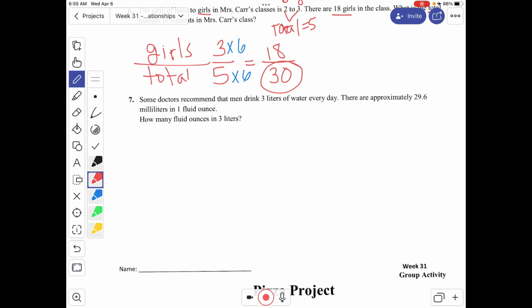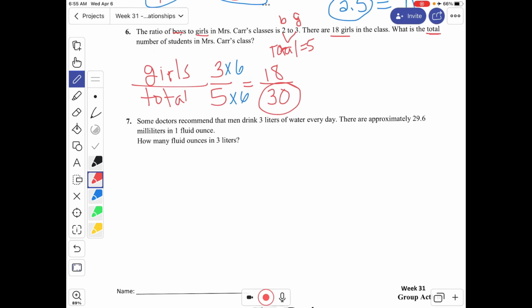Number 7, some doctors recommend that men drink 3 liters of water every day. There are approximately 29.6 milliliters in 1 fluid ounce. How many fluid ounces in 3 liters? What do you notice? I see 3 numbers. 2 of them are talking about, no, look, 3 liters, fluid ounces, milliliters. Oh goodness, those are not the same.